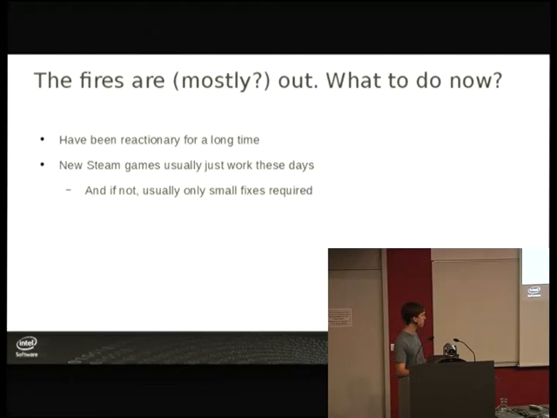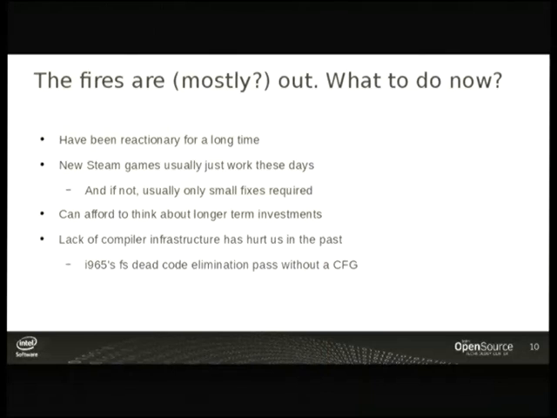So I think we're at the point where we can actually start to think about how can we prevent fires rather than putting them out. And so I'd like to make some sort of longer-term plans about things we'd like to invest in. And the thing that I really want to work on is new compiler infrastructure. So the lack of this has hurt us in the past.